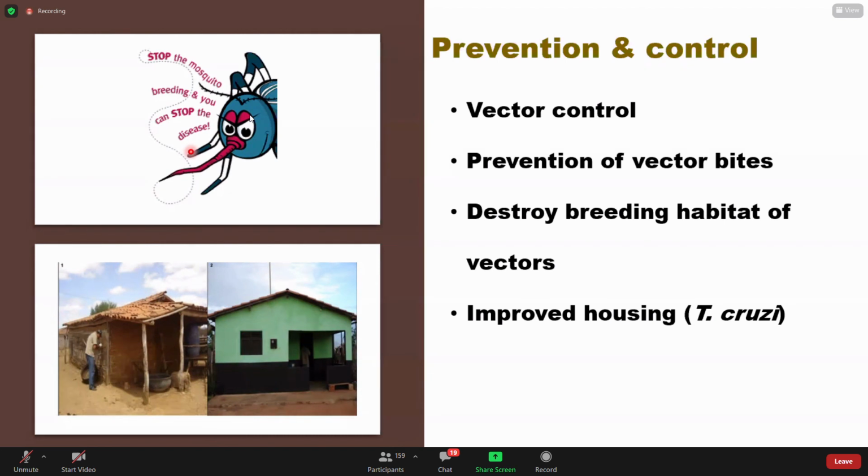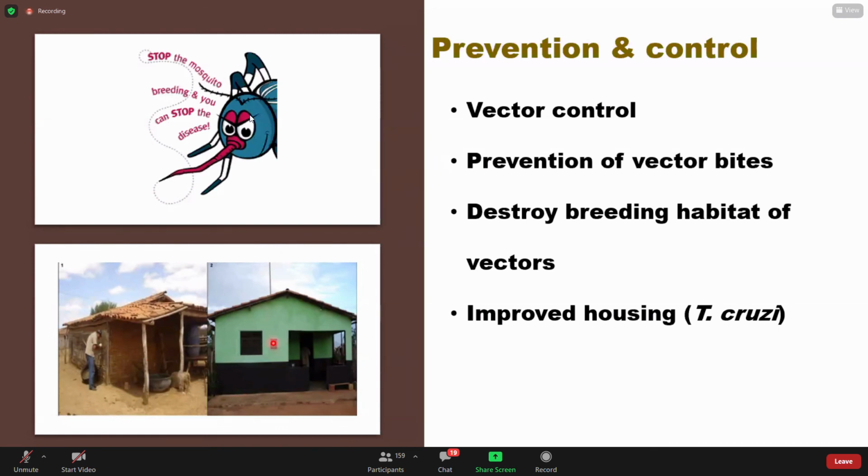And with particular reference to Trypanosoma cruzi, it's been known that houses that are built of mud with thatched roofs can encourage these organisms to breed. They hide in there and they breed, and then they come out at night to feed. So if you improve the housing, you have concrete housing with corrugated iron roofs and things like that, that does not encourage the breeding of the vector. So thereby you can prevent infection.